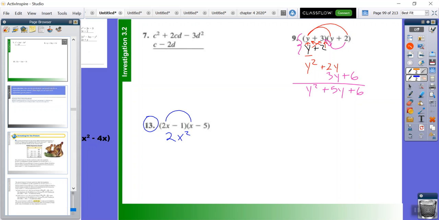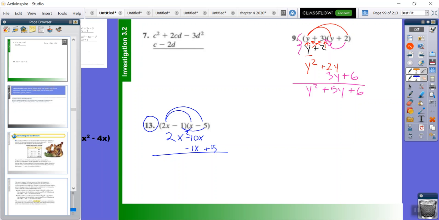And then -1 times -5 would be +5. And then -1 times x would be -1x, or -x. Yeah, either one's fine. And we still need to multiply the 2x times the -5. Oh, that would be -10x.